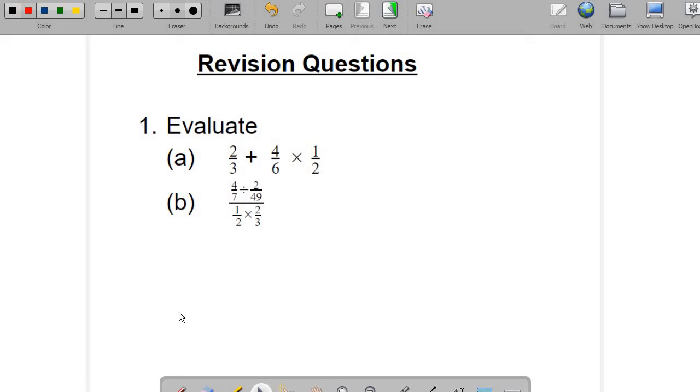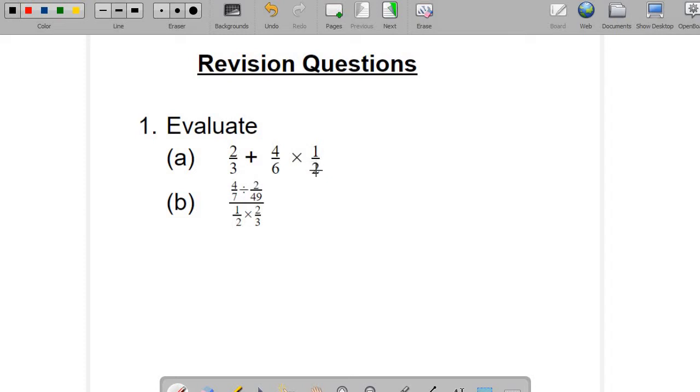Okay, so we're going to be going through these revision questions, and the first few questions you will get are mostly questions that you would have learned from primary or prep school or in grade 7. Okay, for example, we have a few fraction questions, but we're still going to go through these. Okay, so we have 2/3 plus 4/6 times 1/2.